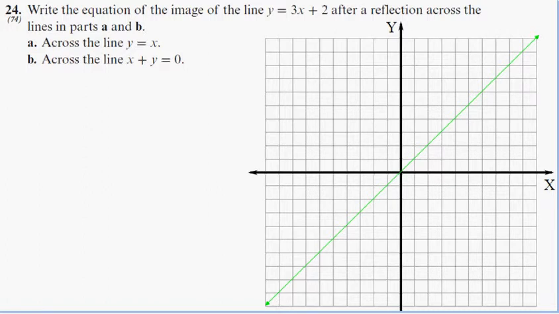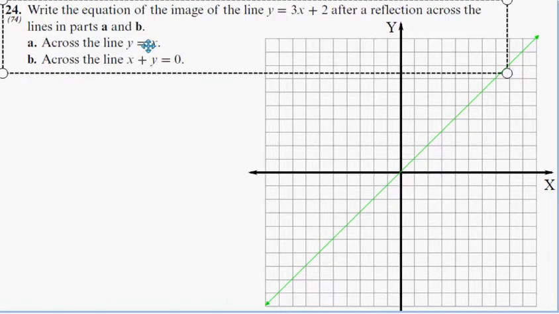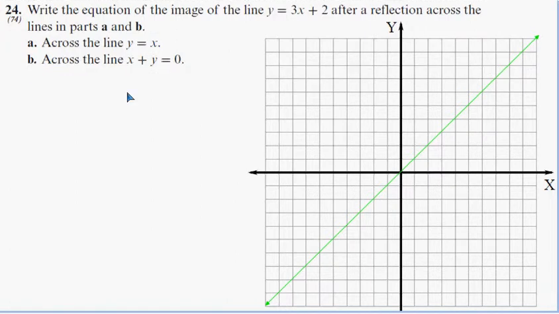In problem 24, we've been asked to write the equation of the image of the line y equals 3x plus 2 after a reflection across the lines in parts A and B. First, recognize that this green line is y equals x. I've already sketched that on our graph, and I'm going to sketch y equals 3x plus 2 because that's going to be our pre-image.